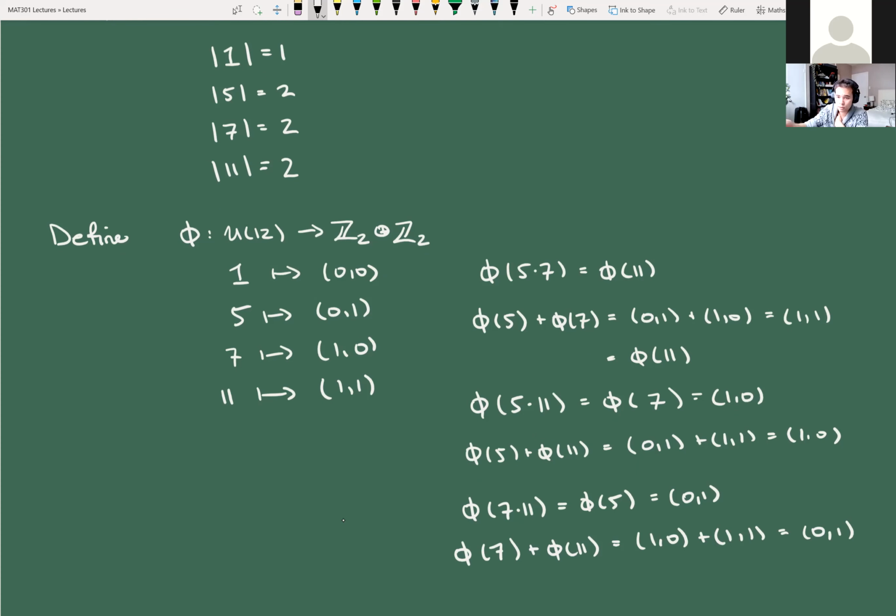And again, the groups are both commutative. And so we're done, because certainly 1 times anything is going to work. So we only had to check the pairwise multiplications, and we get that they all work. This is evidently injective. It's evidently surjective. It's a homomorphism. So phi is an isomorphism.